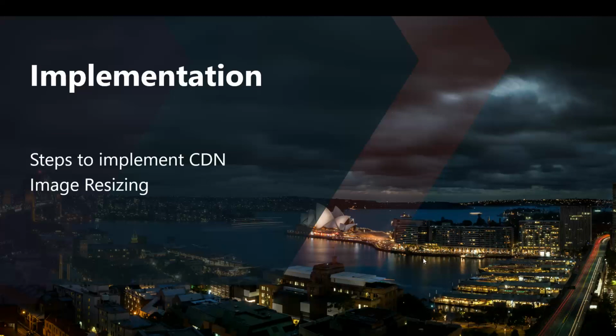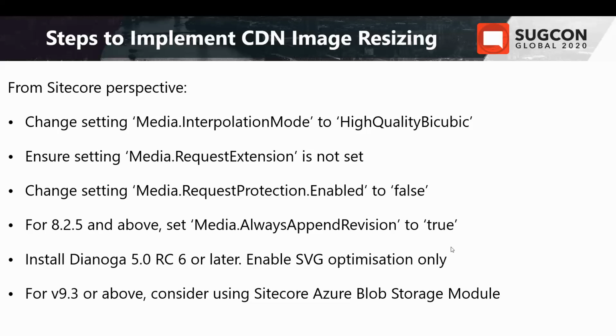So how do we implement CDN image resizing? First, from a Sitecore perspective, you want to change the setting of media interpolation mode to high quality bicubic, because it produces the best image in case you cannot use any CDN image resizing tools because they do cost extra. If you are not using any resizing tool, make sure your interpolation mode is set to high quality bicubic.